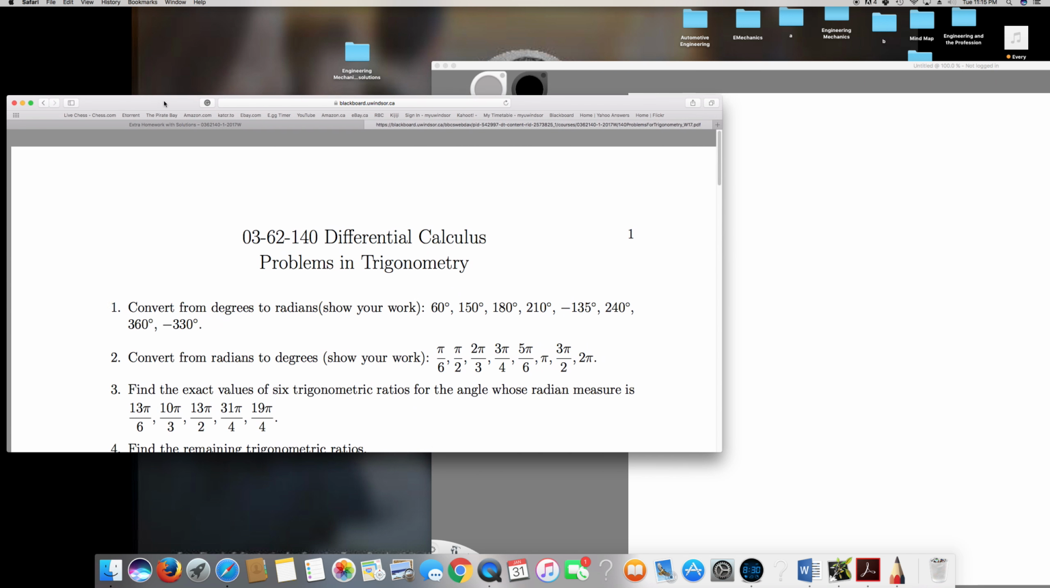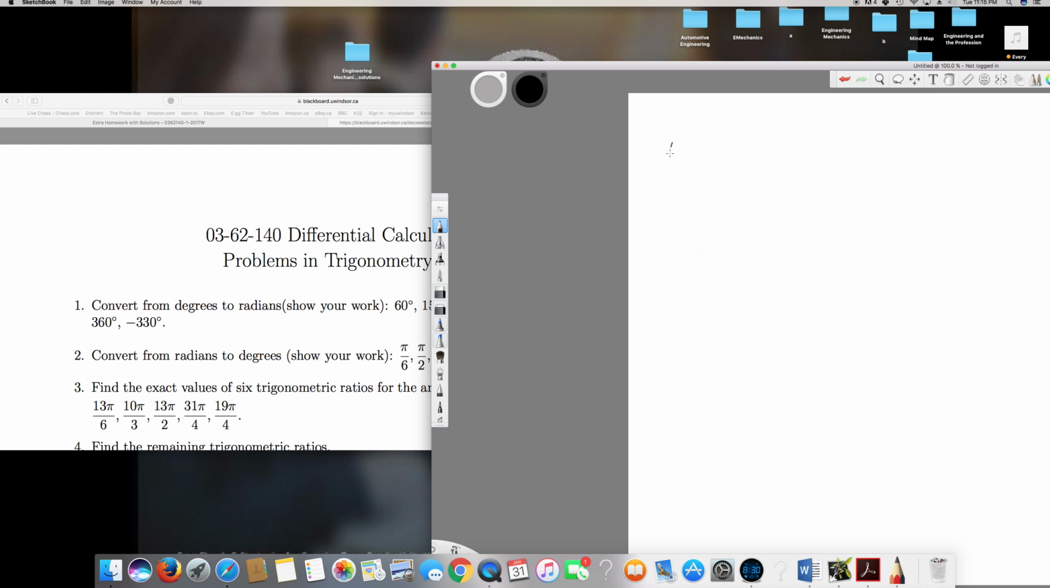So here we go. The first question is asking 60 degrees. To convert anything to radians, we have to multiply by π over 180. So if we multiply by π over 180, 60 and 180 cancel to 3. So the answer is going to be π over 3.